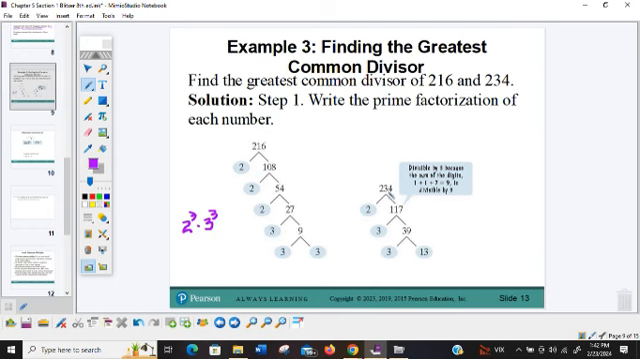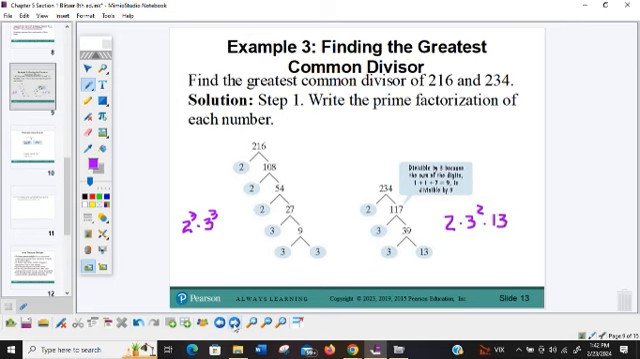For 234, it's even. 2 goes into it. You get 2 times 117. Now this is not even, but they did notice if you add the digits, it adds to 9, and 3 goes into 9. So they did 3 times 39, and 39 is 3 times 13. So when we look at this, they're all prime. So I have 1 2. I have 2 3's, so I would write 3 squared, and I have 13.